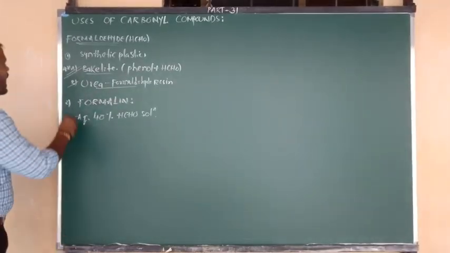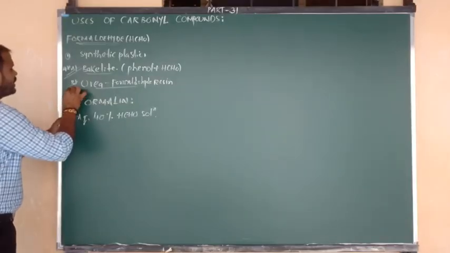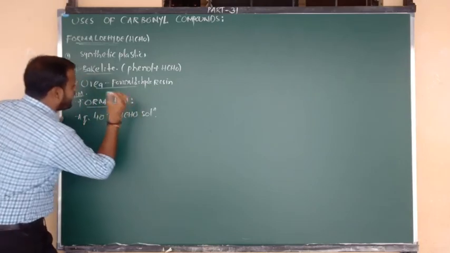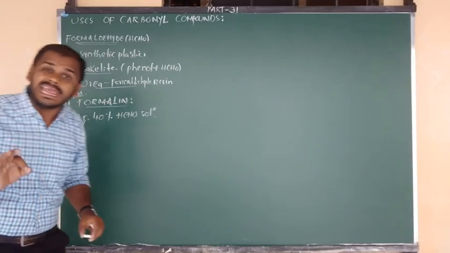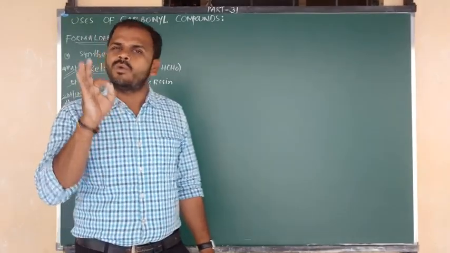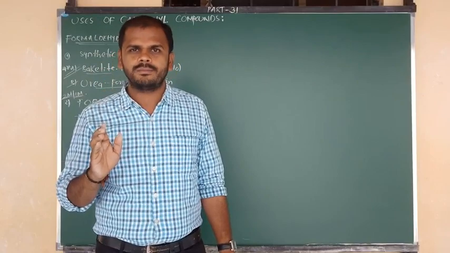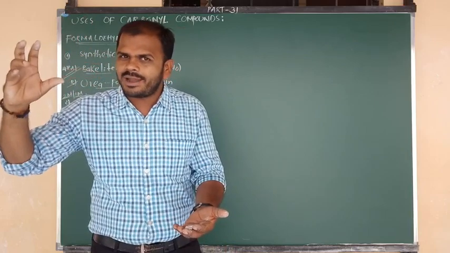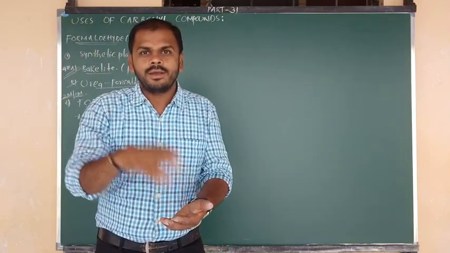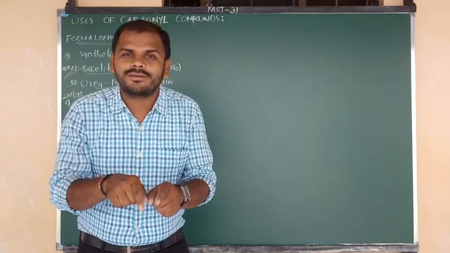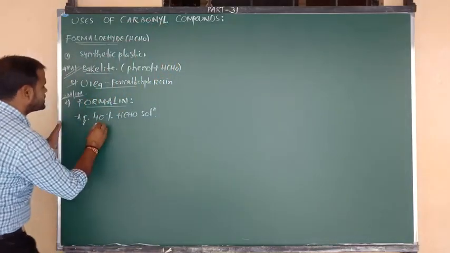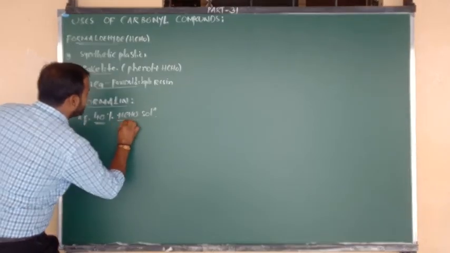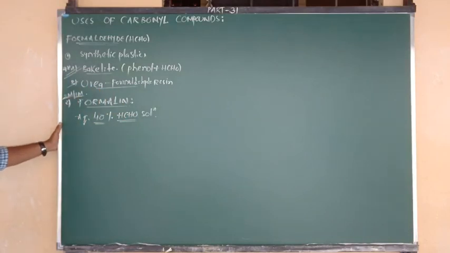Another very important question, it may be repeated as a 1 mark question or a 2 marks question: Sir, what is meant by formalin? Very important. Formalin means formaldehyde solution. Formaldehyde is the solute and water is the solvent. 40 ml of formaldehyde is dissolved in 100 ml of water. So we can say that the aqueous 40% formaldehyde solution is called formalin.